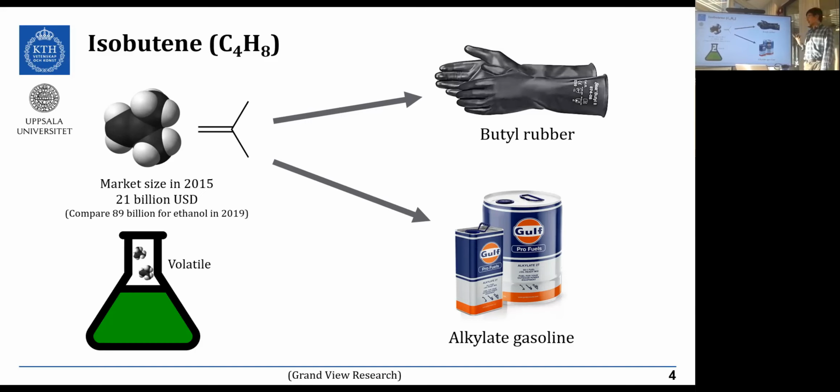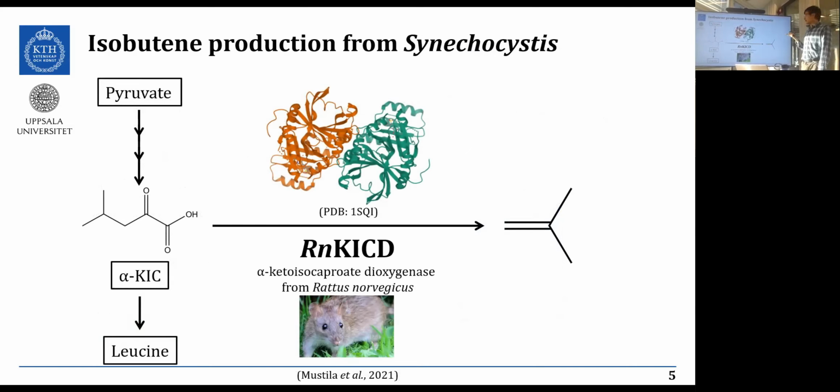In a previous study, it was reported that Synechocystis can produce isobutene by introducing RnKD, which comes from the common lab rat. The isobutene biosynthesis starts with pyruvate and branches off from the leucine biosynthesis pathway.